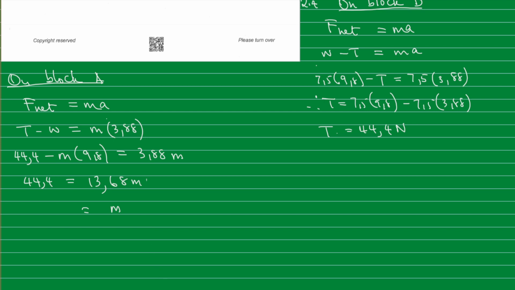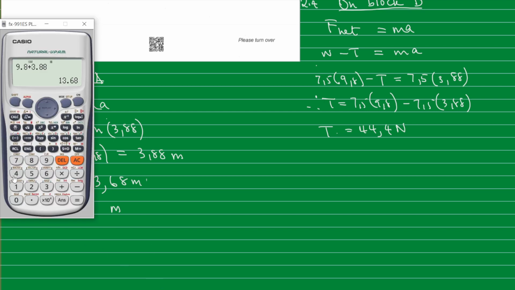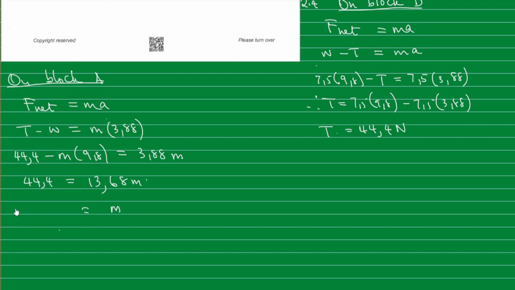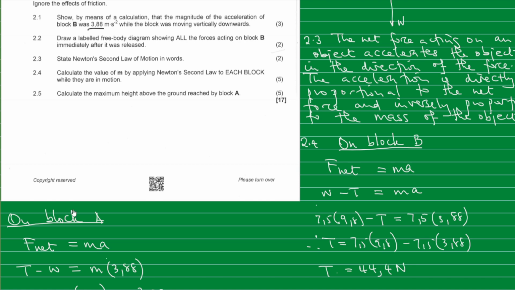So we take 44.4, we divide it by our answer. We'll get 3.245 or 3.25. So therefore our m is 3.25 kg. So we have got the value of m, 3.25. That is the question that we are trying to answer here. So we're done. Calculate the value of m by applying Newton's second law.